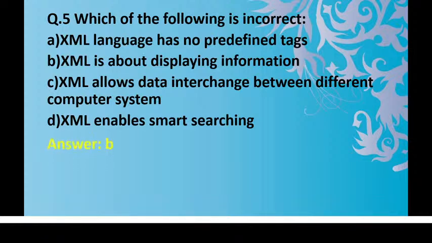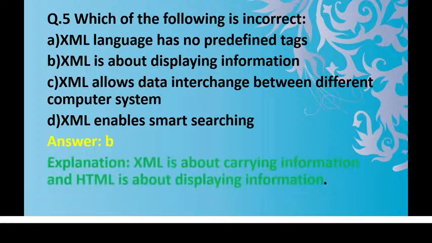Okay, and the correct answer is B. What is incorrect? XML is about displaying information. Is it displaying information or carrying information? You know that. So the answer is B. XML is about carrying information, and HTML is about displaying information.